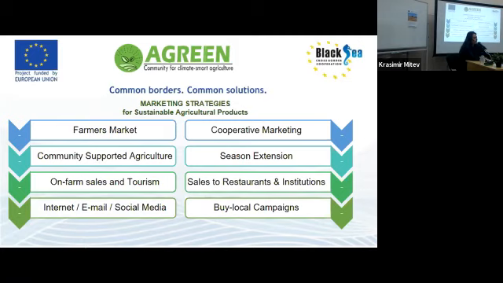Of course, very important, sales to restaurants and institutions. This is if you produce a very qualitative product and you have a chance to cooperate with local restaurants and chefs, they can produce recipes and also put the name of the farmer on the menu. This is used from fine dining restaurants. And of course, there are buy local campaigns.